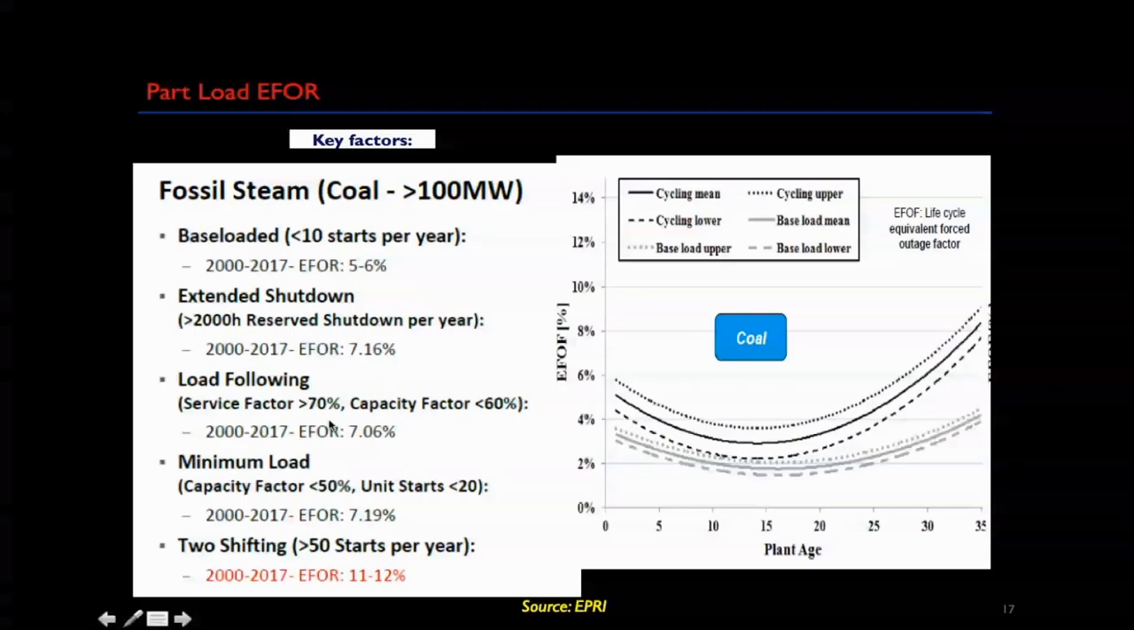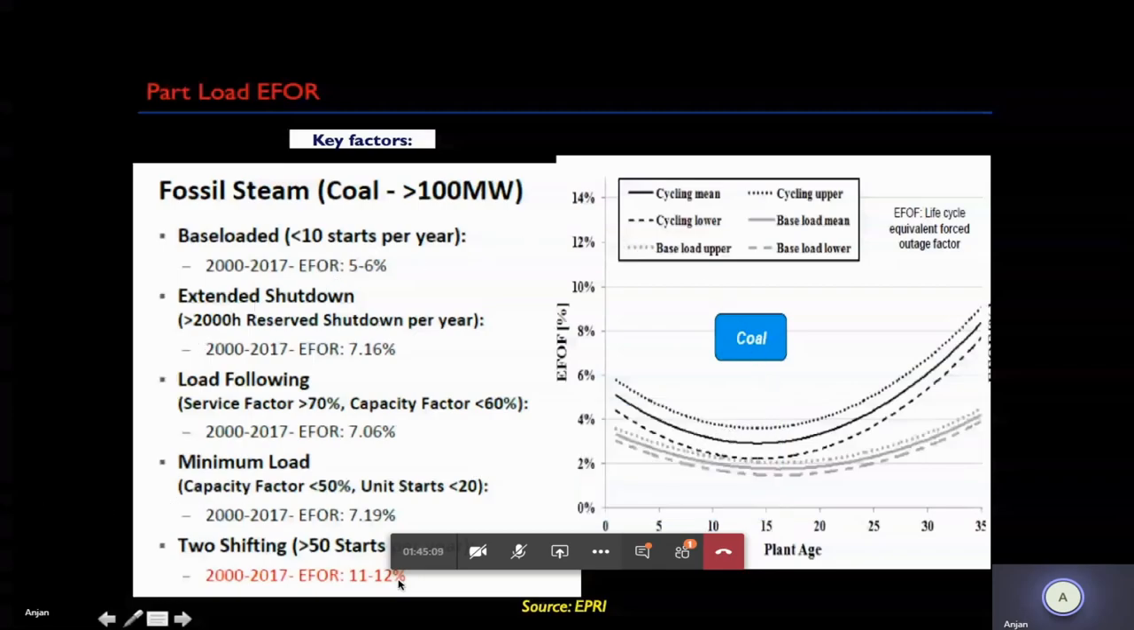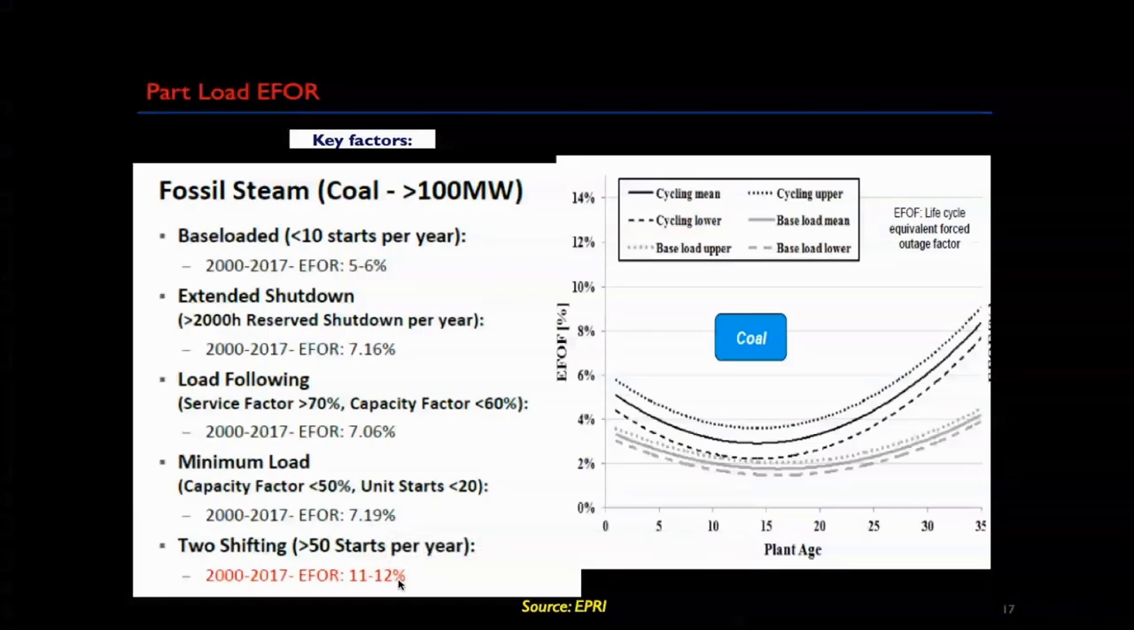Load following, minimum load is 7.9, and the worst thing that you can do is two shifting, 11 to 12%. And many of the stations are going to be in that sort of mode very soon, because demand is almost fixed, and I think for 1 or 2 years it will be like that. A lot of REs getting added with different market mechanisms. A lot of things are going to change on the ground.